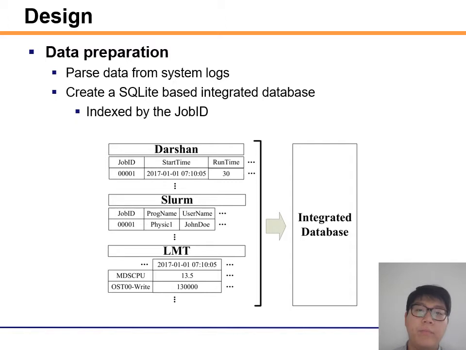In the data preparation phase, we create an integrated database for system logs which are mentioned in the background section. We first parse the data from various system logs. Then, using the job ID as an index, we create a SQLite-based integrated database. This is to select a large amount of information in a fast manner.